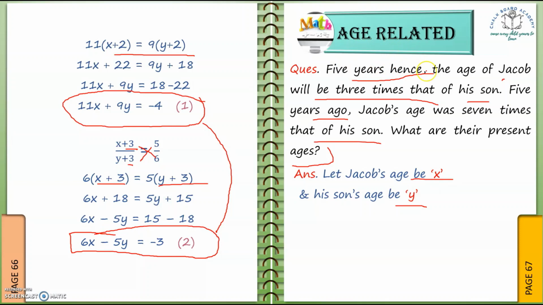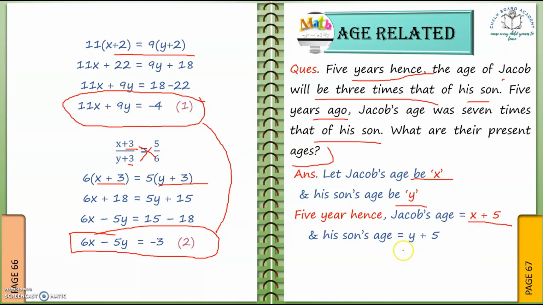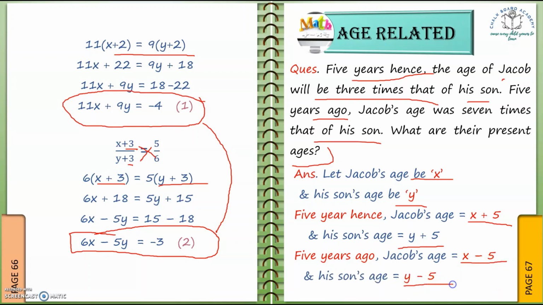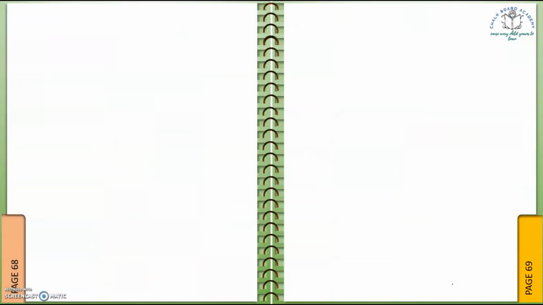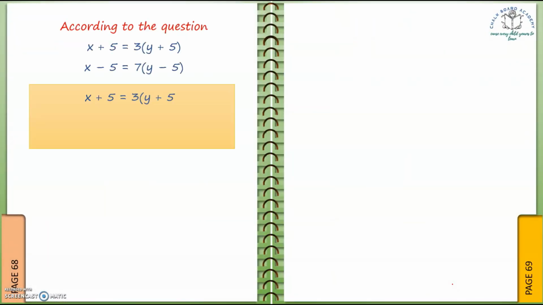Now we are talking about 5 years hence, that is 5 years in future. So the age will be x plus 5 for Jacob, and his son would be y plus 5. And if we talk about the past, that is 5 years ago, then it would be x minus 5 and y minus 5. So let's look into the relation. According to the question, x plus 5 is equal to 3 times y plus 5, first equation, and second equation, x minus 5 is equal to 7 times y minus 5.